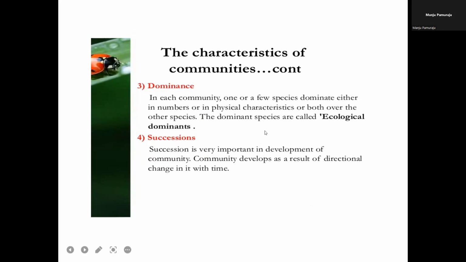In any ecosystem, based on the dominant species we can calculate, for example, in a grass ecosystem, based on the number of grasses. So here we consider the grass ecosystem, and it is ecological dominance. In each community, one or a few species dominate either in number or in physical characteristics, or both, over the other species. The dominant species is called the ecological dominant.